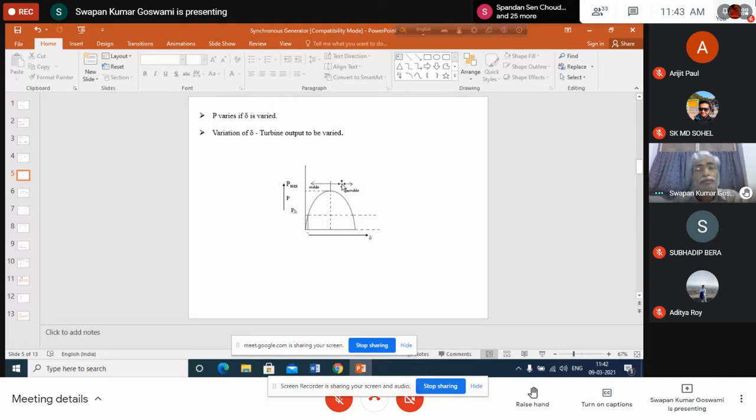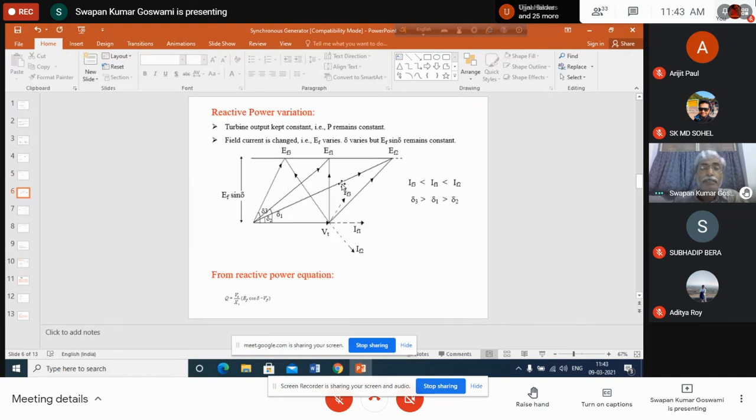So I think it is clear how the active power output of the generator may be controlled, and how much we can vary the active power output. That also has been explained here. Now let us come to the reactive power variation. How may reactive power be varied?